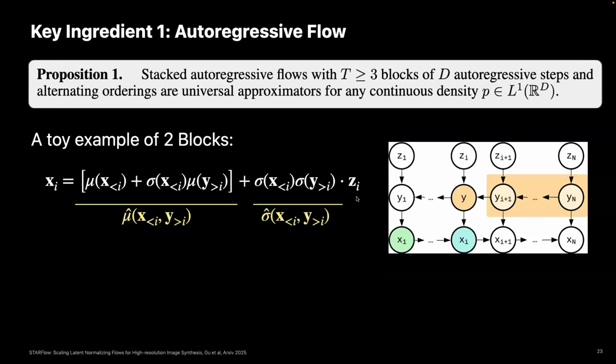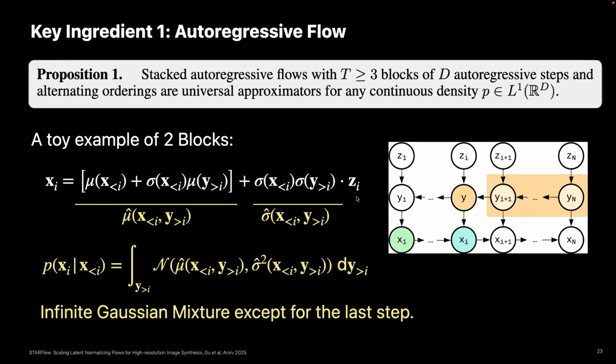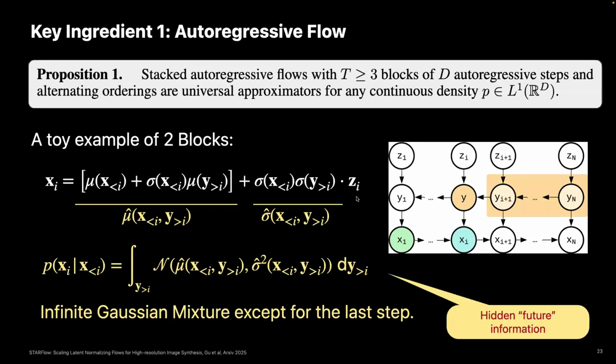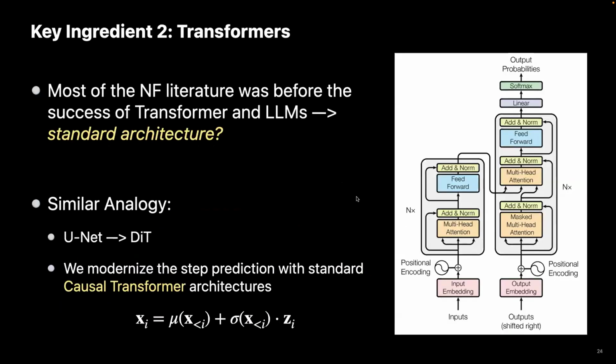If you write down the equations, you can find that p(x_i given x smaller than i) itself becomes an infinite Gaussian mixture model, where you need to marginalize all the future latent variables to compute it. And this is what lets it approximate any continuous function. This kind of future information is something like hidden information that the model can work with. So we're showing the universality of these multiple autoregressive blocks. And the second thing is we can make it modernized.